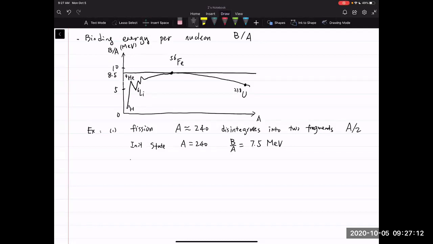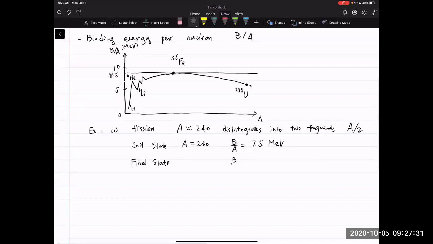And after the fission process, we get two fragments, and each of them is 120. 120 will be in the middle of this curve, like half of that. And then what is the binding energy per nucleon? B over A will be not exactly, but close to the center of the curve, which has a slightly higher binding energy. Let's say it's 8.5 MeV, close to this most probable value.